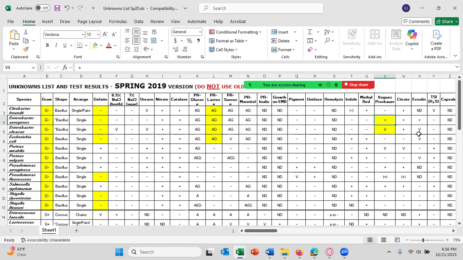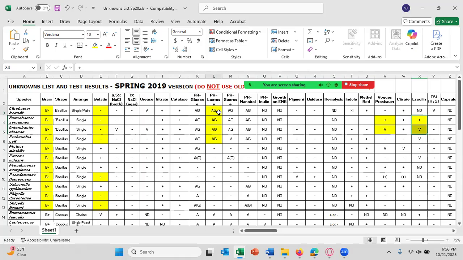Any question about that? So if you do the Esculin test and it's negative, you narrowed it down to this one. But if it's positive, you haven't narrowed it down. It's still one of these two. So that's how you do the variable or the V. Any questions about any of that?